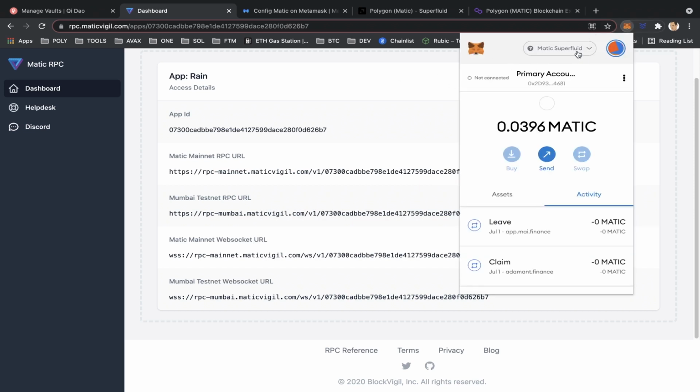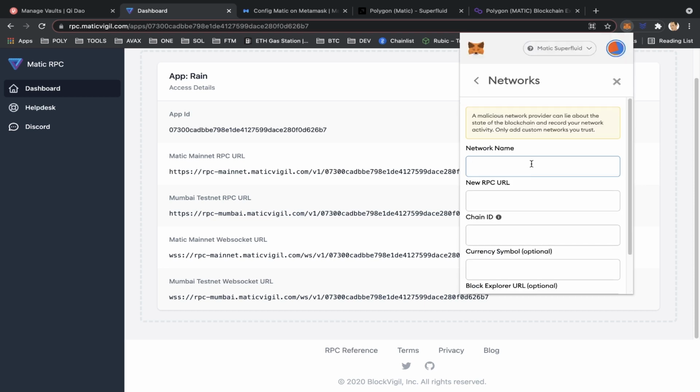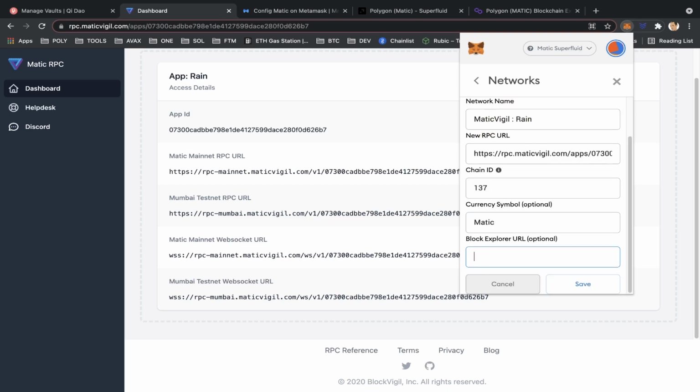And then we can go to our MetaMask wallet, and just the same process, we'll call it my Matic Rain, and then paste in the URL here, and then the chain ID is always 137. Currency symbol Matic, block explorer www.polygonscan. And actually we need to make sure we put the block explorer URL as http:// in front, otherwise it won't accept it. And then we can click save.